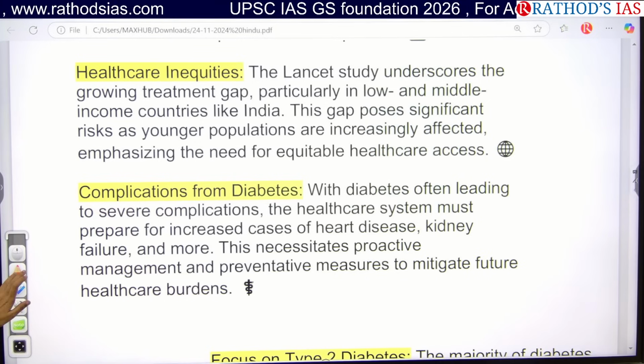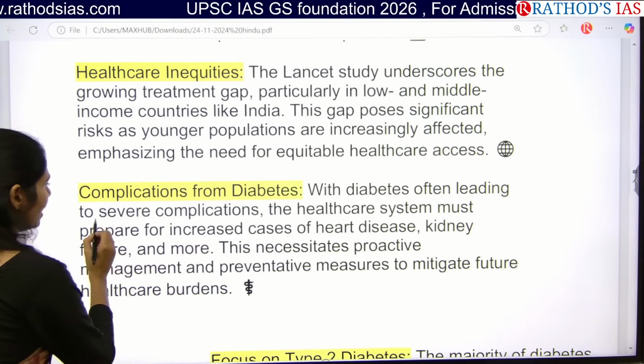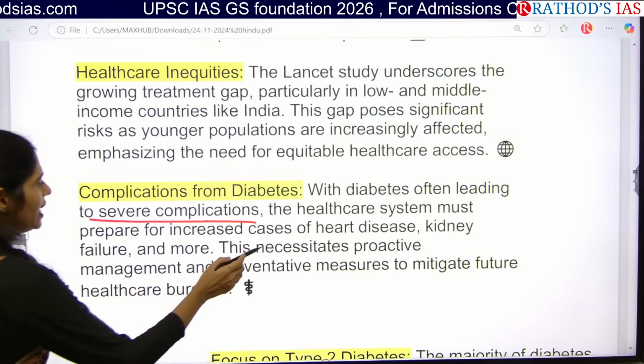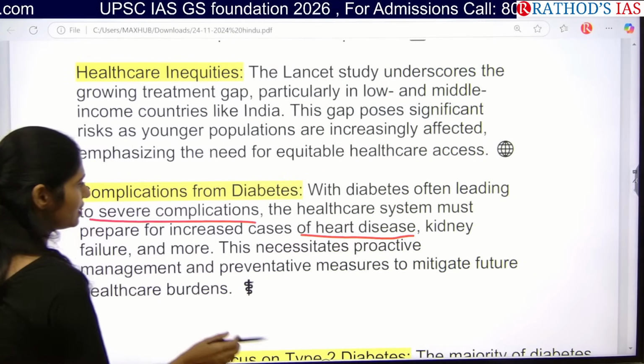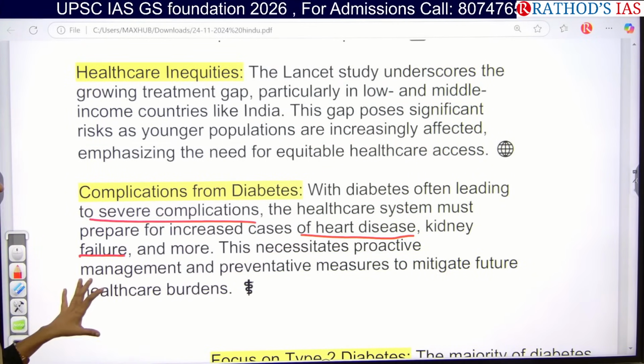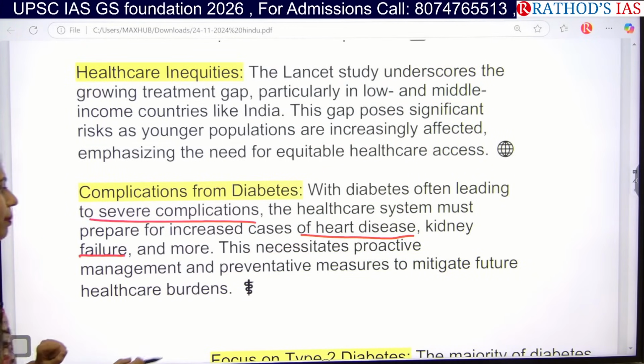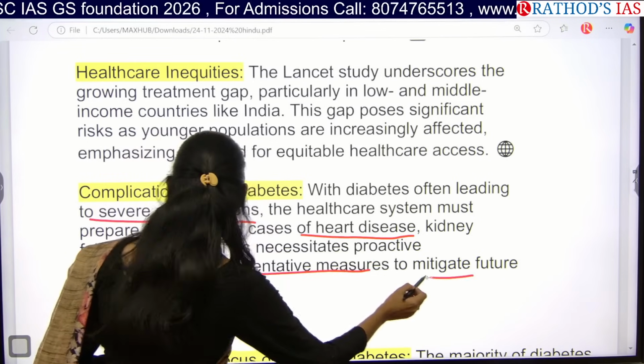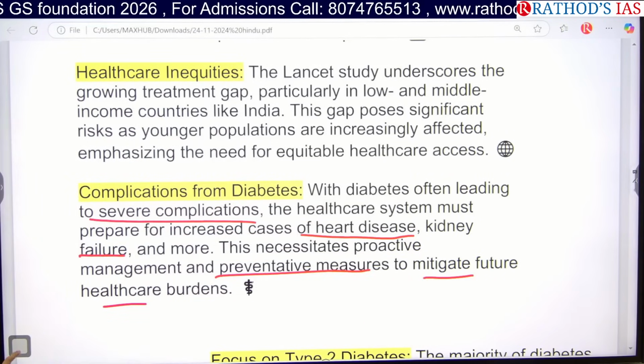So if you have diabetes, that will lead to severe complications. Especially, there will be increased heart disease, kidney failure, etc. So here we have to take proper preventive measures so that we can mitigate future healthcare burdens as well.